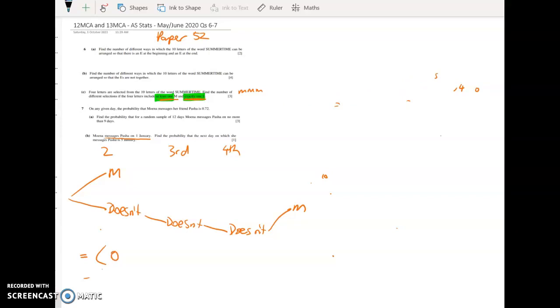Okay, so it's 0.28 cubed times 0.72. And when we work that out, we get 0.0158. Always remembering that we're going to 3 sig figs.